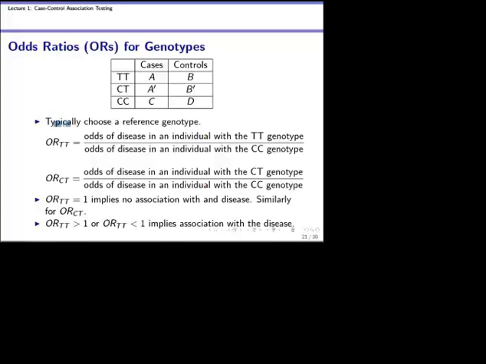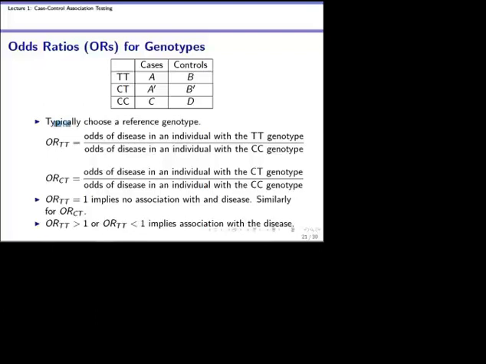So the odds ratio of the homozygous T genotype is the odds of disease in an individual with the TT genotype relative to the odds of disease in an individual with the CC genotype. Odds ratio of CT is the odds of disease in an individual with the CT genotype relative to the odds of disease for individuals who are homozygous for the C allele, or the CC genotype.